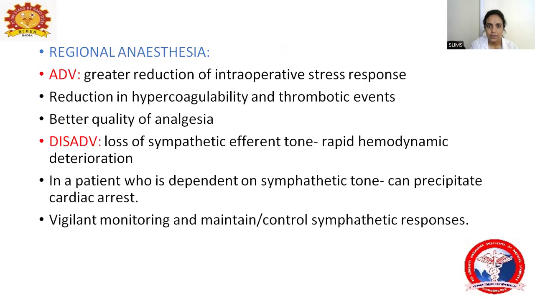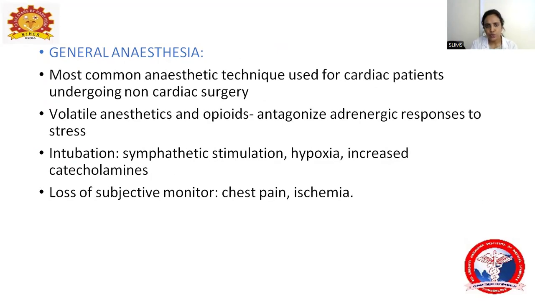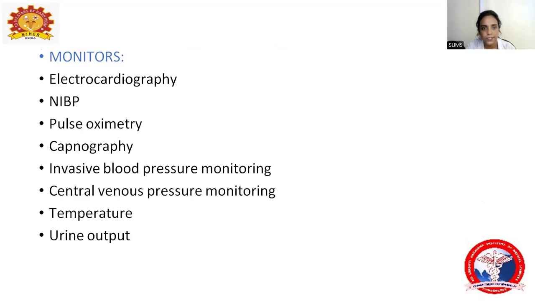We saw about the advantages and disadvantages of different anesthesia techniques. In regional anesthesia, the disadvantage is loss of sympathetic efferent tone, so there will be rapid hemodynamic deterioration. If the patient is dependent on this, then there can be a cardiac arrest. To prevent this, the most common technique we use is general anesthesia for these patients. Again, a balanced anesthesia where you give opioids and volatile anesthetics. And during intubation, there will be some stimulation, so we will give certain drugs to decrease the pressor response.